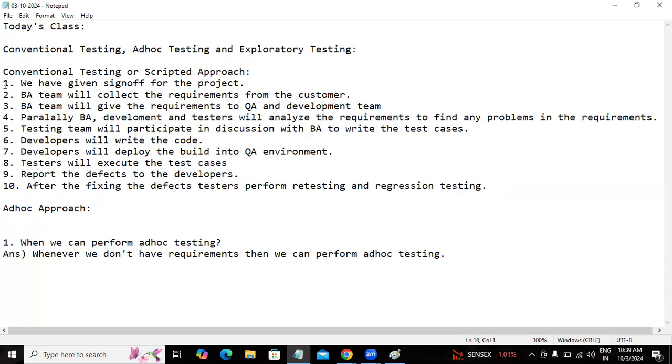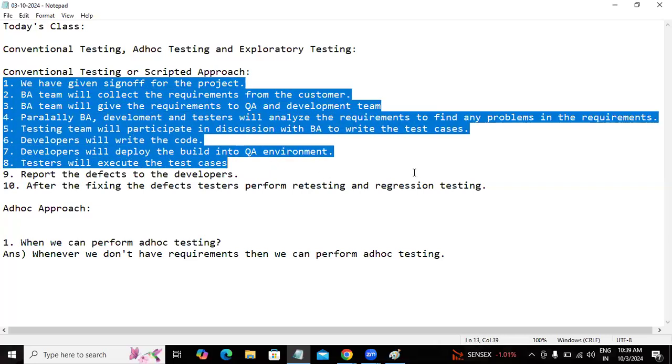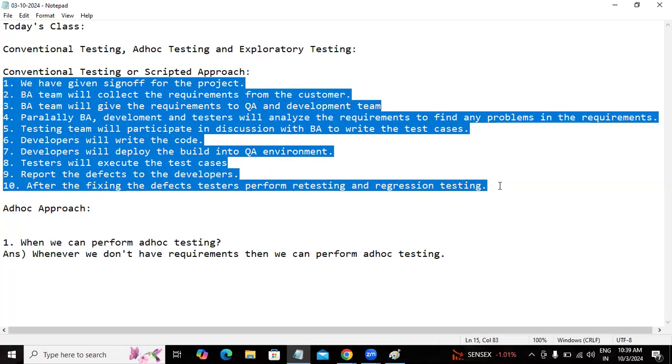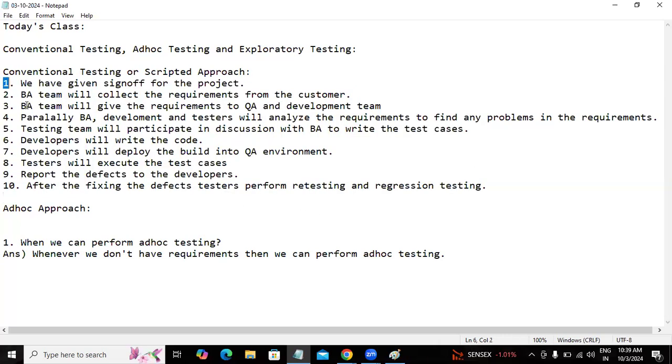In every project, we perform conventional testing. After conventional testing, at the end of the stage, we also perform Adhoc testing. We can do some random testing to find any issues after completion of our testing. This is the way we perform Adhoc testing. Are you clear with Adhoc testing?